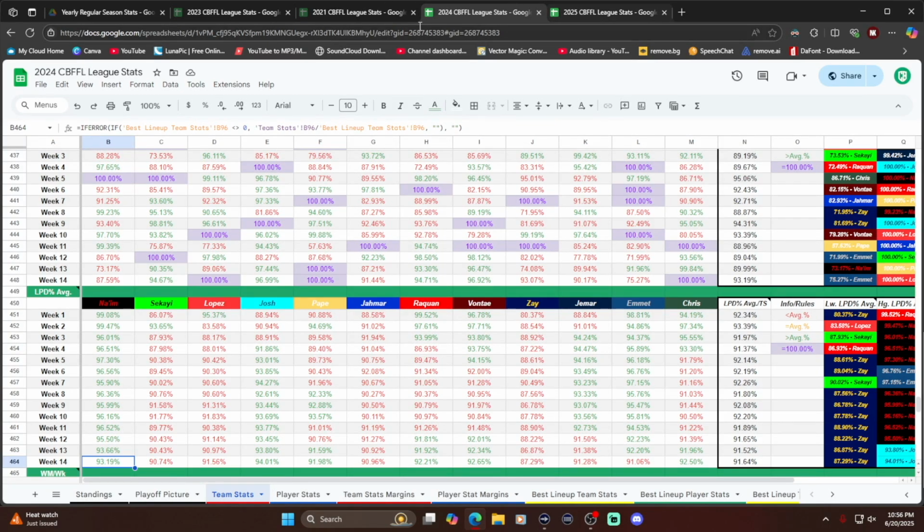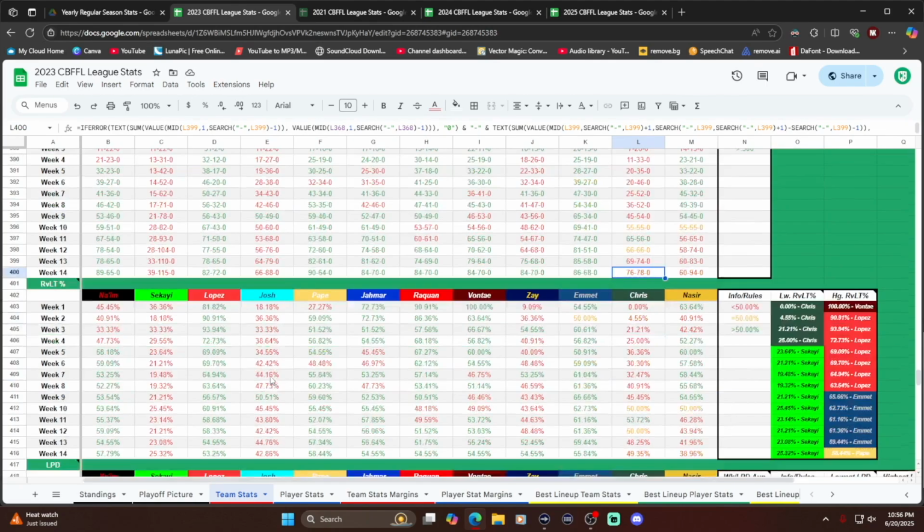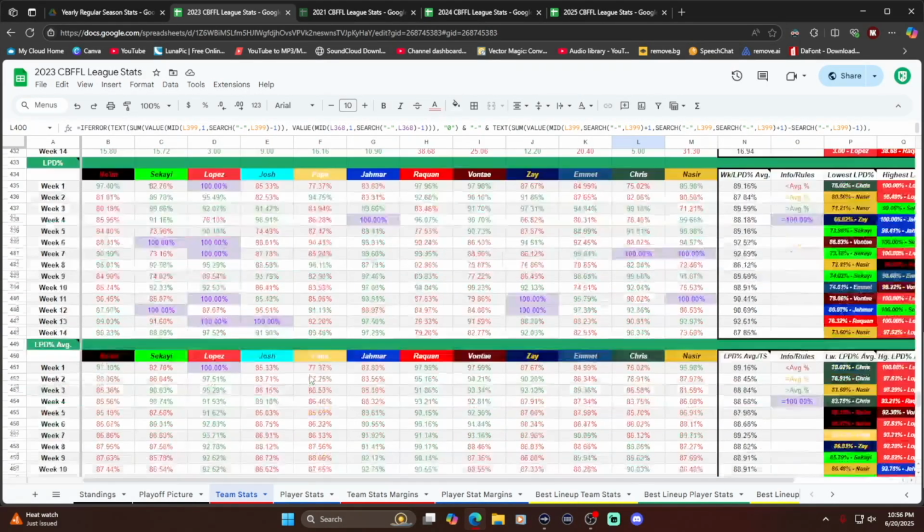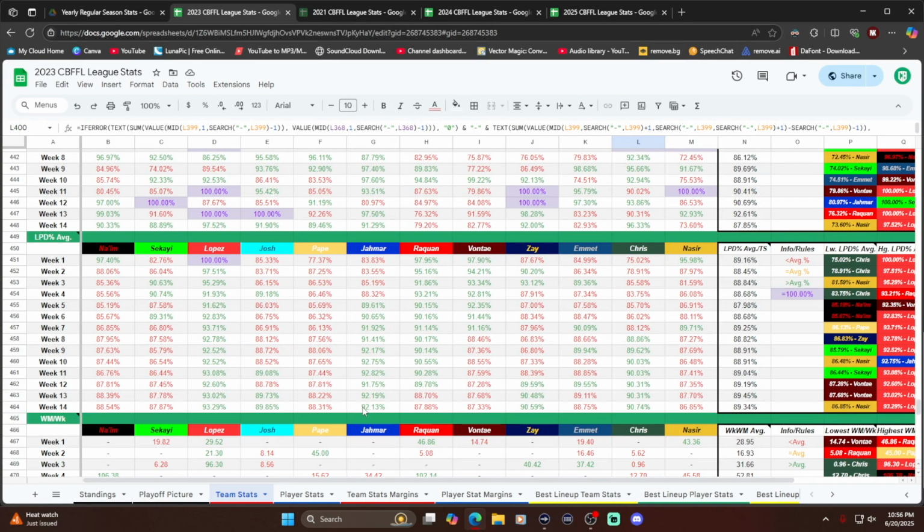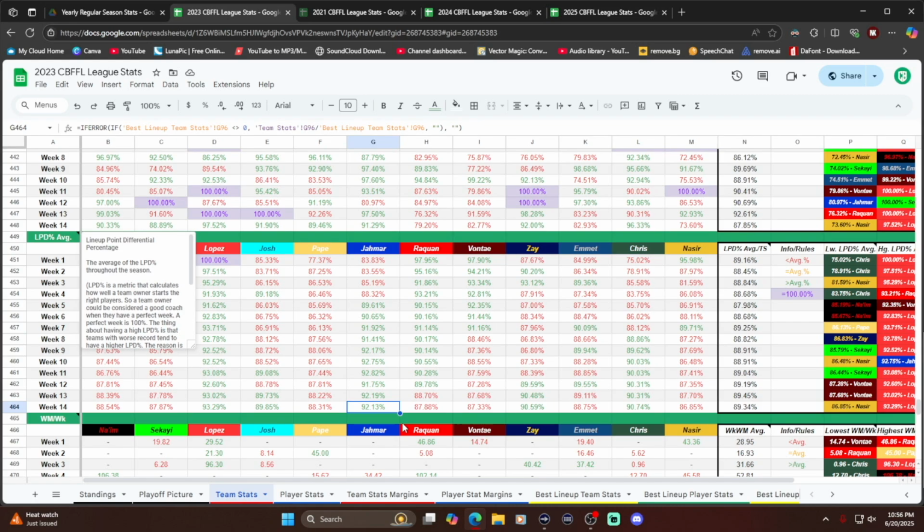And I do want to show you that, like I said, sometimes teams can have a good LPD and still not be good. So as you can see, Jamar had one of the highest LPD percentages in 2023, but Jamar did also go 5-9. So that means he could have just not had people on his bench as much. Maybe he wasn't being a good GM, or maybe he had injuries and he was just starting the best lineup available. That's to say, there's a lot of things that can go into this. Sometimes teams with low ones are just better GMs. So you really got to dig deep into your own roster and your own stats to see why you have a good or a bad one.